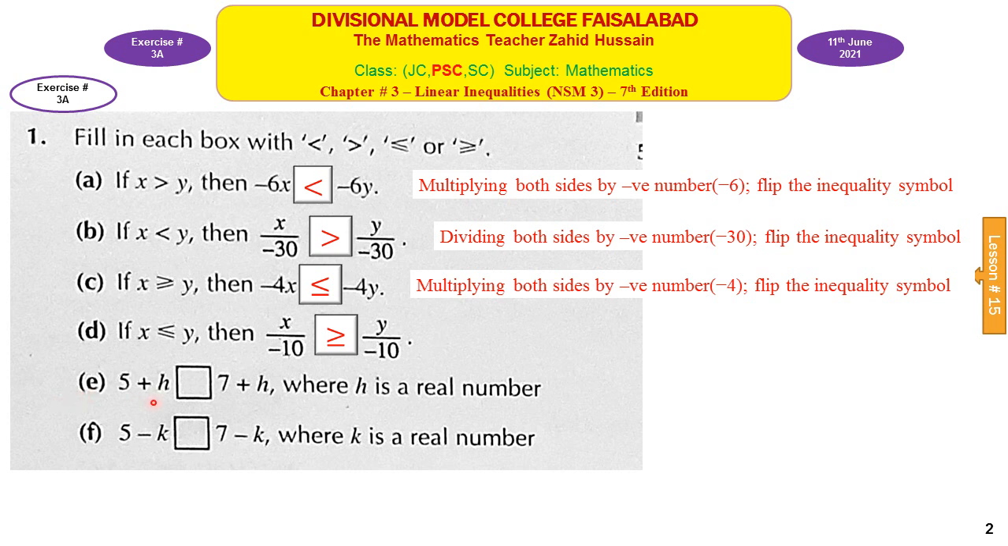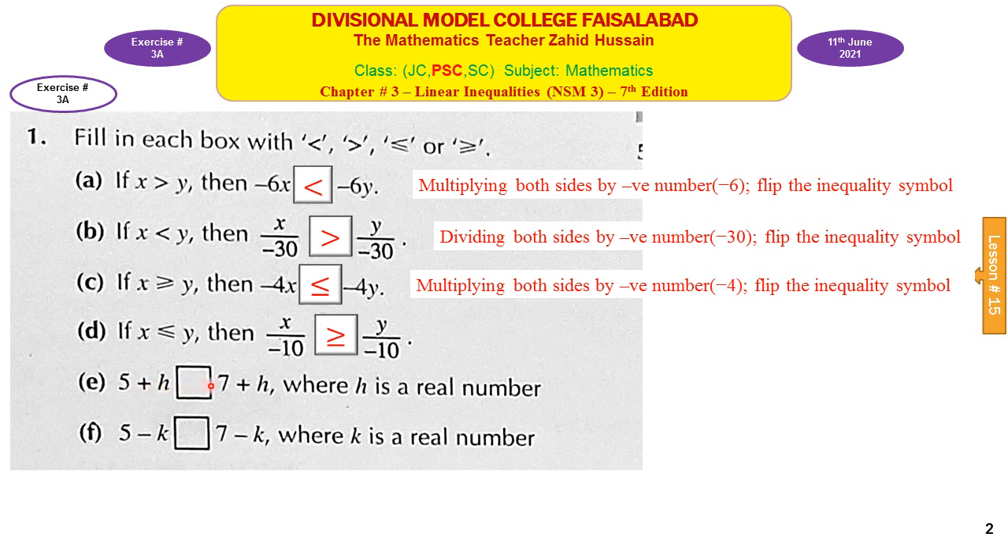E part. Now this is addition of the same number to both sides of the inequality. Actually there is 5 on the left hand side and 7 on the right hand side. If 5 is on the left hand side and 7 is on the right hand side, then which sign will we write in this box? Because 5 is less than 7, so we will use less than here.